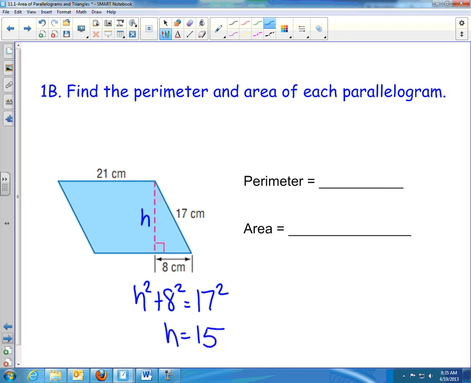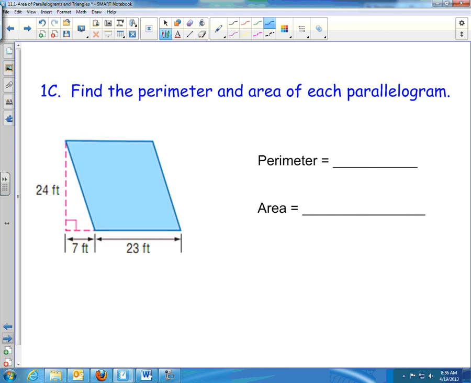So now we have a base and a height and our perimeter. I trust that you guys can go ahead and figure out the math for these, so I'm just going to go ahead and give you the answer. 76, oops, not inches, centimeters for our perimeter. And our area is base times height. Remember that height is the 15 that we found. And so we end up with 315 centimeters squared.